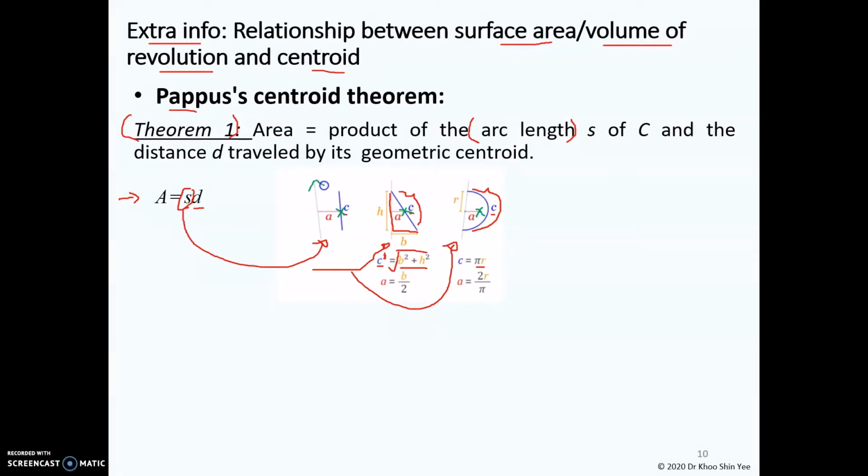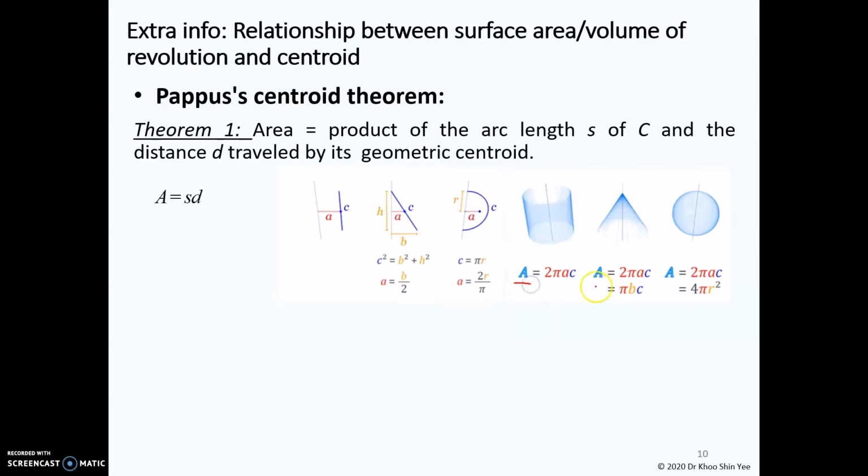So the gray color here is the axis of rotation. Therefore, you need to rotate the centroid by 360 degrees. With that, this is the distance, which can be computed by 2 pi a. Similarly, you can rotate the centroid and compute the distance by 2 pi a for these cases, where the a is the distance between the centroid to the axis of revolution.